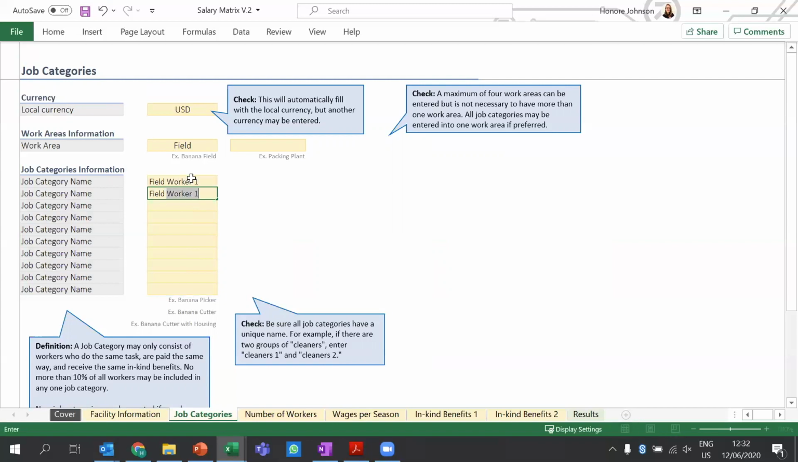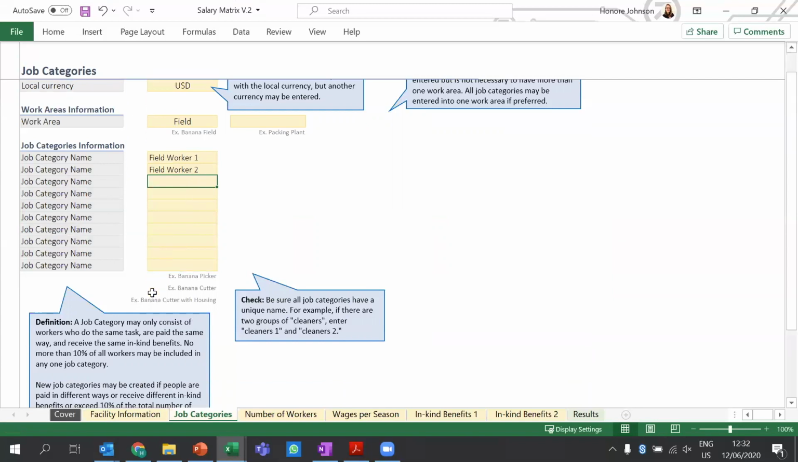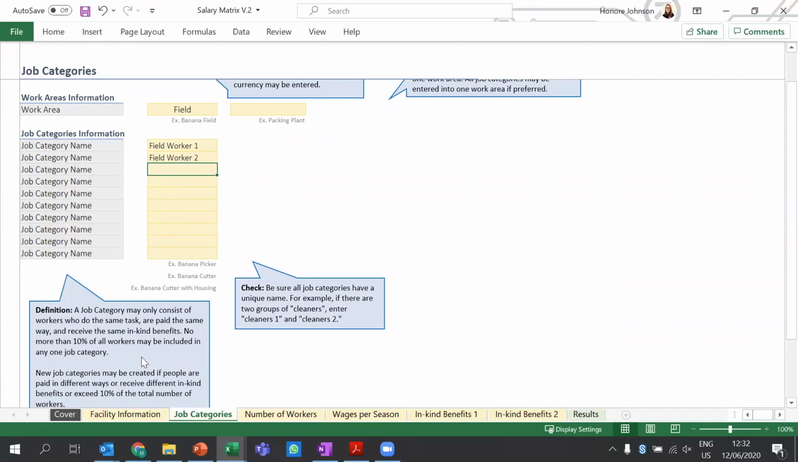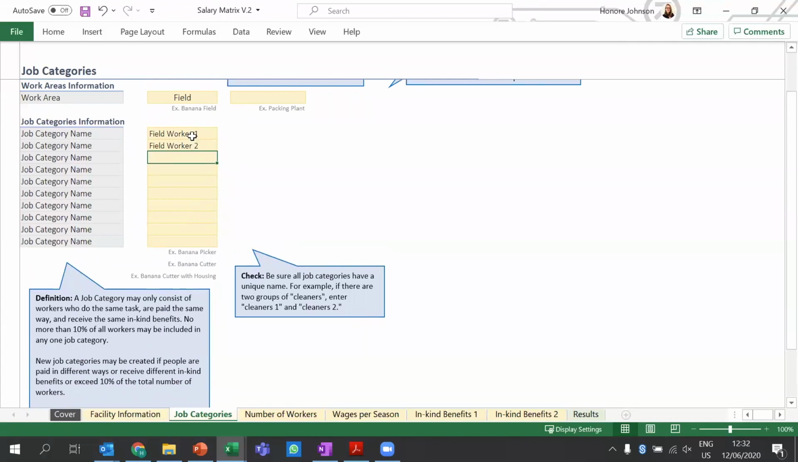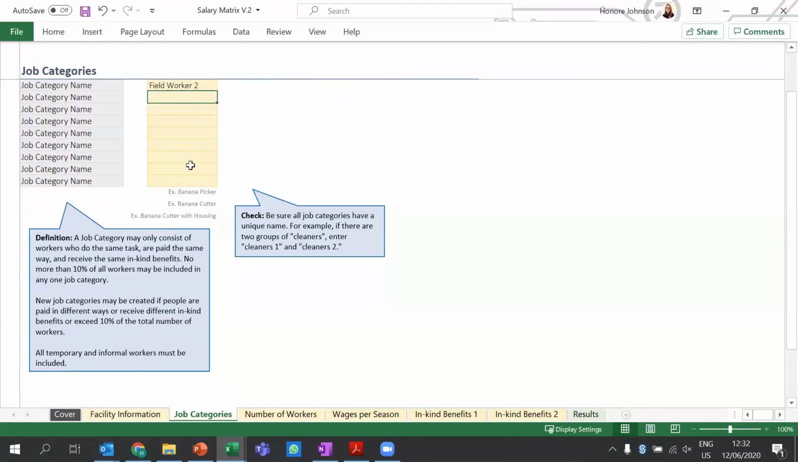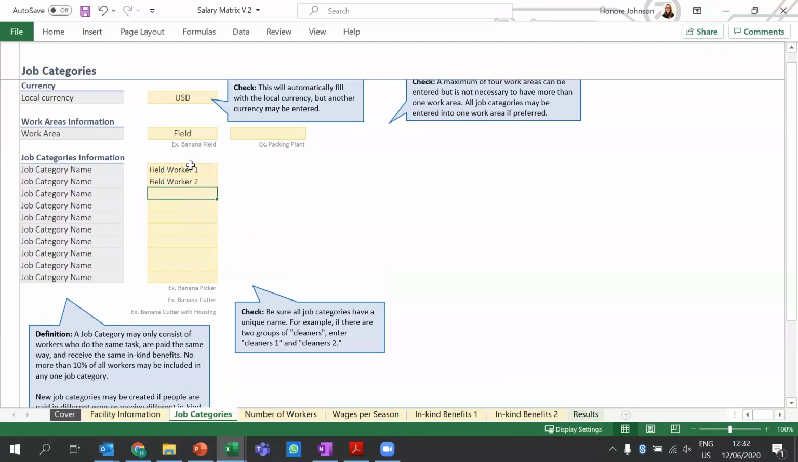and Field Worker 2. It's important here to make sure we read the blue boxes. In this case, it further defines how we can understand what a job category is and who can be included in it. Important to know that only 10% of the total number of workers can be included in any one job category, and an additional job category can be added if needed. All temporary and informal workers must be included.